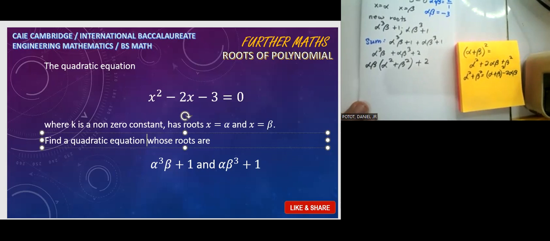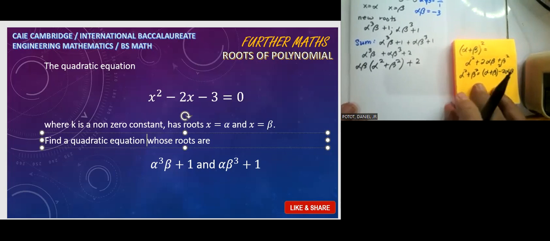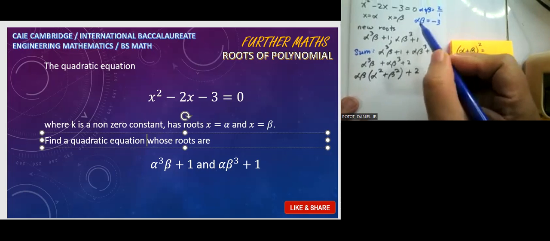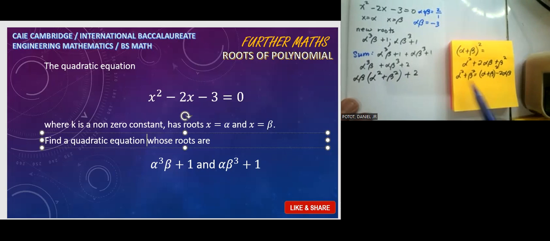When will you stop? You stop when you've got all the expressions that you actually need. In this case, you have alpha beta, which is known, and you have alpha squared plus beta squared. Let's try to solve this portion first so we're not confused. Alpha squared plus beta squared is alpha plus beta squared minus 2 alpha beta.